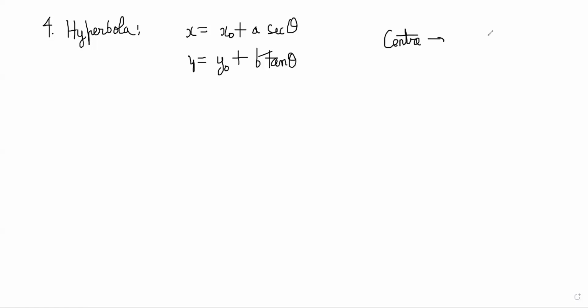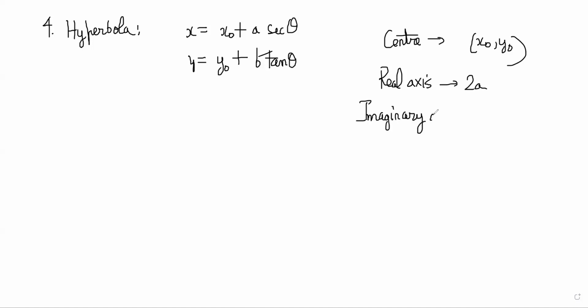Similarly, we can get parameterizations for the hyperbola. The hyperbola's parameterization uses sec theta and tan theta. It is x is equal to x naught plus a sec theta and y is equal to y naught plus b tan theta. Again, the center is x naught, y naught. The real axis, or you can call it the transverse axis, is 2a and the conjugate axis is 2b. So again, this is pretty standard stuff.